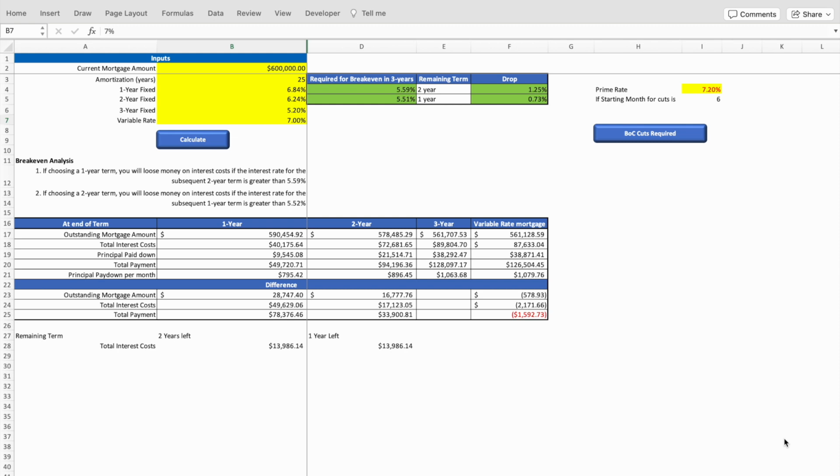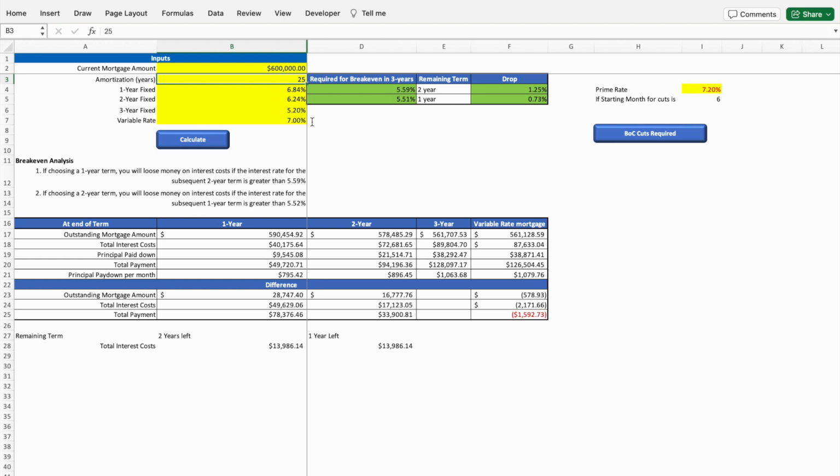Okay, so what you see on the screen now is a sheet that I have developed, and I use it for all my clients whenever they are faced with a scenario like this. On the sheet, what you have assumed is a mortgage outstanding of $600,000, a 25-year amortization left, and the different rate options that we talked about previously.